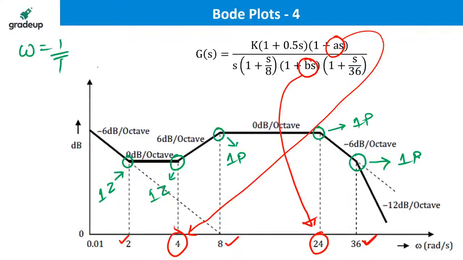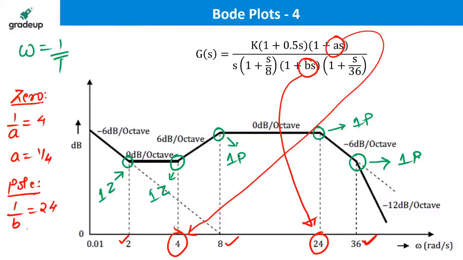So from this, omega equal to 1 by t, what I can say is that omega equal to 1 by a for the 0 term. For the 0 term, just look at the solution here only. Omega equal to 1 by a, and that is equal to 4. So from here a is equal to 1 by 4. And for the pole, the missing corner frequency is 1 upon b. 1 plus b is the corner frequency 1 by b, and that corresponds to 24. So b is equal to 1 upon 24. Just highlighting the missing terms.